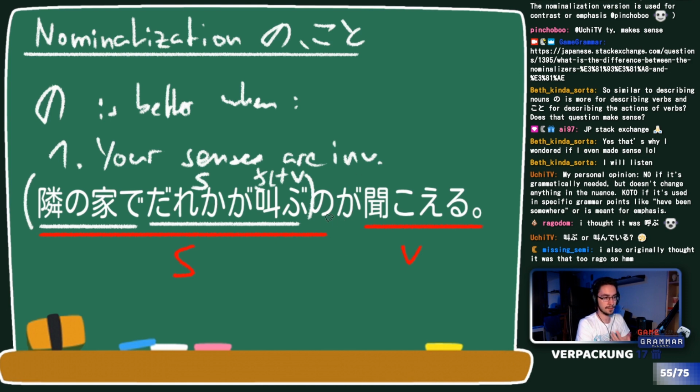And that would be why we use no, because we use the verb 聞こえる. Your senses are involved, right? 聞こえる is to hear, so it's hearing. That's a sense that's involved, so it's more natural to use no. If you use 誰かが叫ぶことが聞こえる, that sounds weird. It sounds awkward. It's not good. You should avoid that if you can remember this rule.